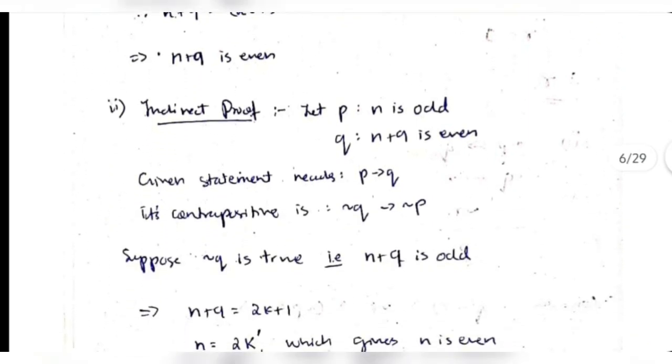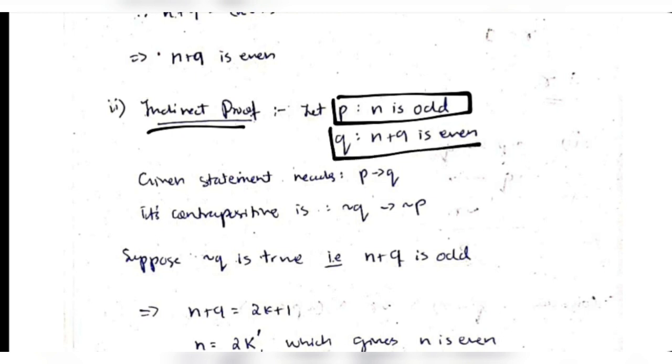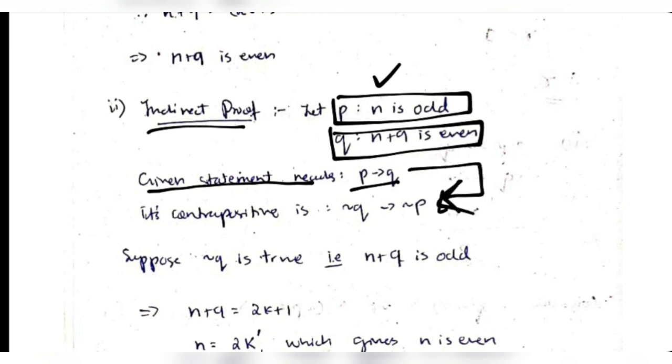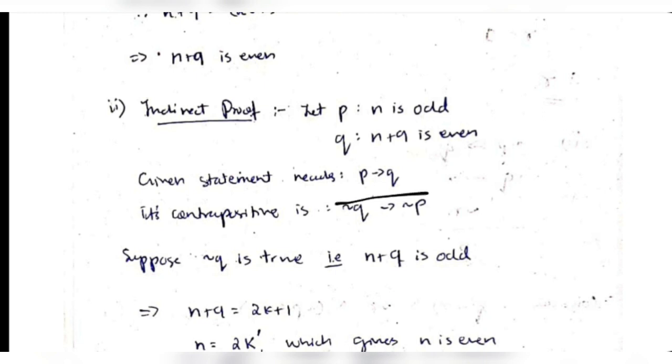The second one is indirect proof. The method for solving in indirect proof is we will take two statements, p as n is odd and q as n is even. So the given statement is p conditional q, and the conditional is equivalent to its contrapositive. So not q conditional not p will be the contrapositive of it. Now what we will be doing is trying to prove this contrapositive statement: not q is true, and we will be proving that not p is also true.